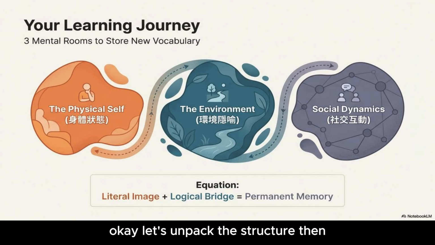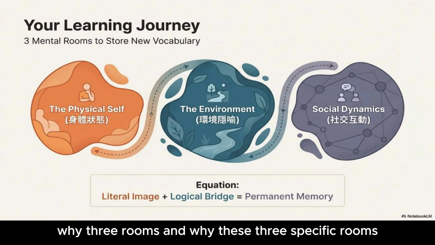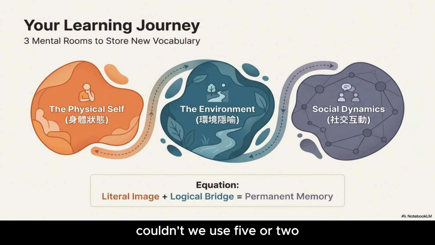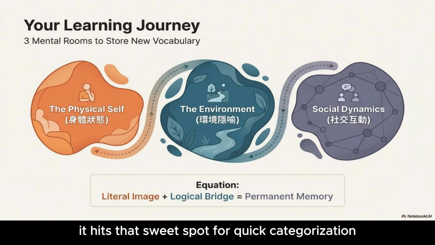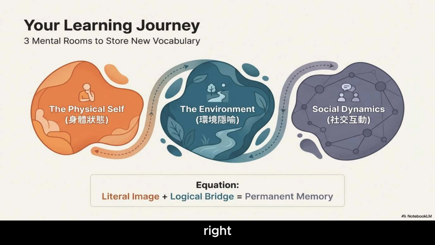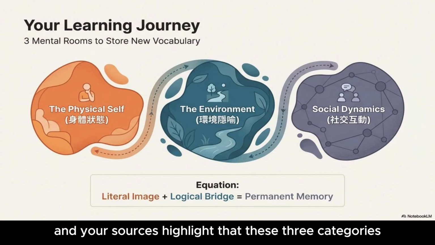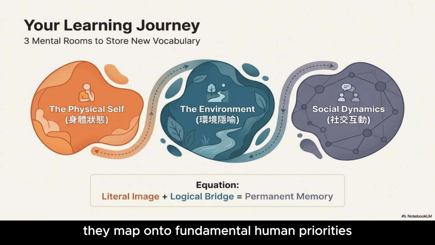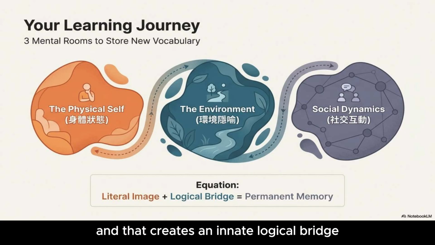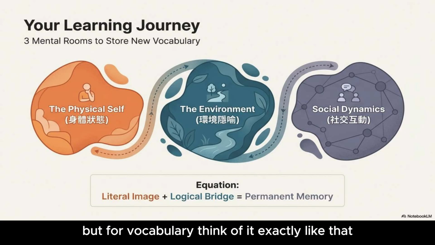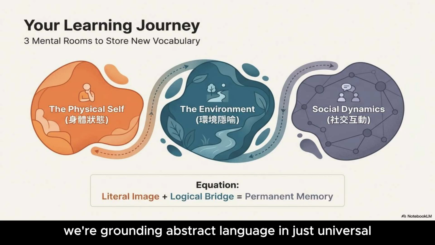Okay, let's unpack the structure then. Why 3 rooms, and why these 3 specific rooms? Couldn't we use 5? Or 2? Well, 3 just works beautifully. It hits that sweet spot for quick categorization without overload. Right, and your sources highlight that these 3 categories map onto fundamental human priorities, and that creates an innate logical bridge. So it's like a mini Maslow's hierarchy, but for vocabulary. Think of it exactly like that. Okay, that makes sense. We're grounding abstract language in just universal human experience.